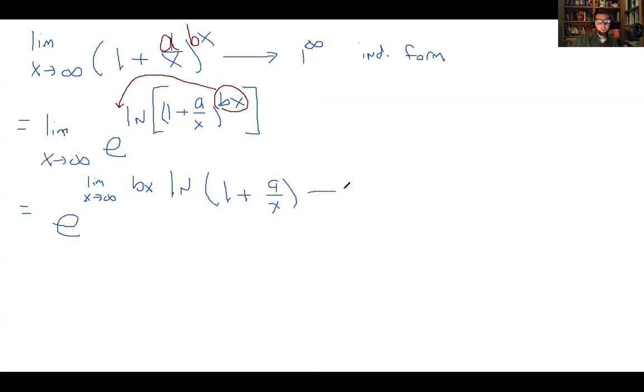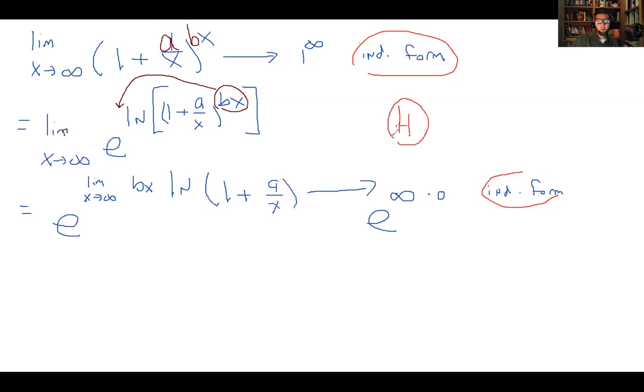Okay, notice that this power, the bx part, is going to infinity. And then this is ln of a over infinity, or 1. So ln of 1, which would be 0. And this is still an indeterminate form. And I forgot to say this earlier, but anytime you have an indeterminate form, what are you wanting to use? L'Hopital's. Yeah, you want to use L'Hopital's rule.